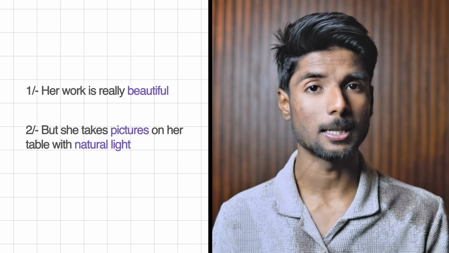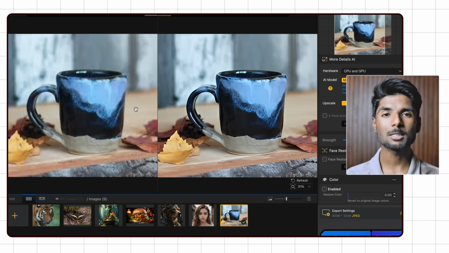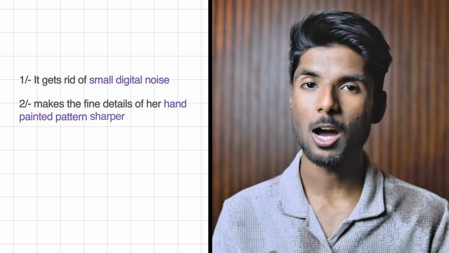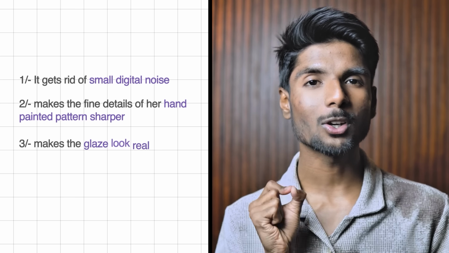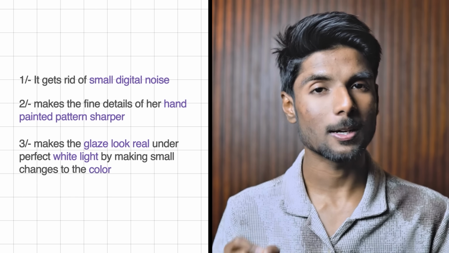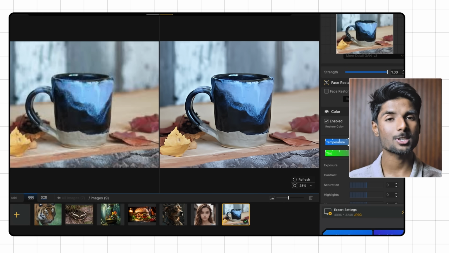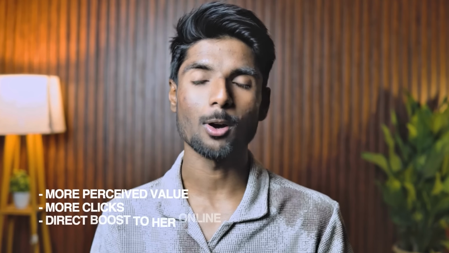But now, Aiarty at work. Sarah sends in her best shot. Instead of having to deal with sliders by hand, she uses Aiarty's one-click enhancement. The AI smartly sees the mug as the subject, and now it gets rid of small digital noise, makes the fine details of her hand-painted pattern sharper, and makes the glaze look real under perfect white light by making small changes to the color balance. And in just 30 seconds, her heartfelt homemade product looks like it was professionally photographed. And what happened? More perceived value, more clicks, and a direct boost to her online sales.